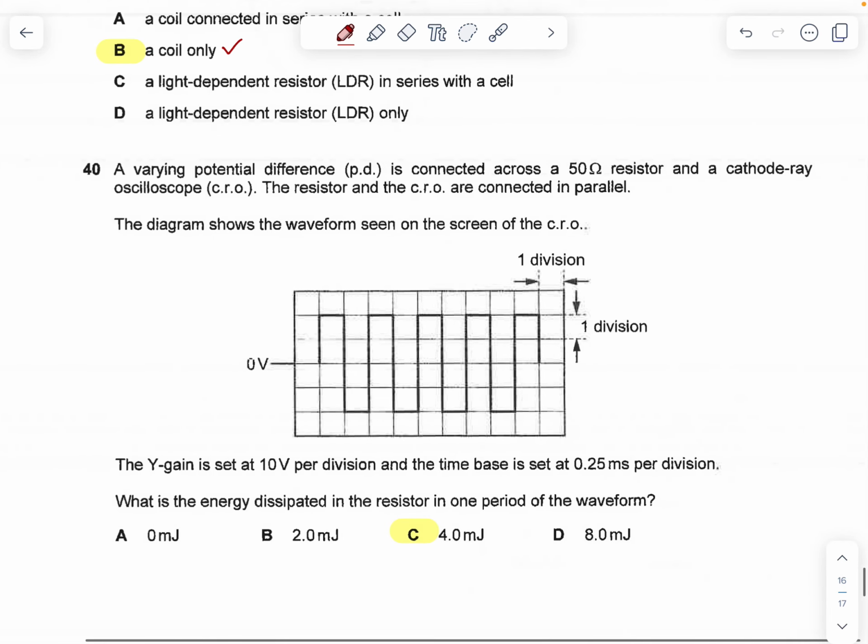Question 40. Yeah, this is not tested, and that's all for this.